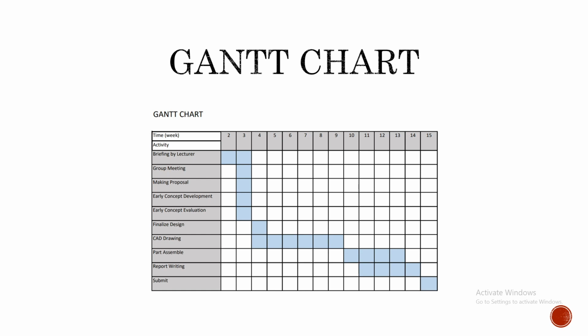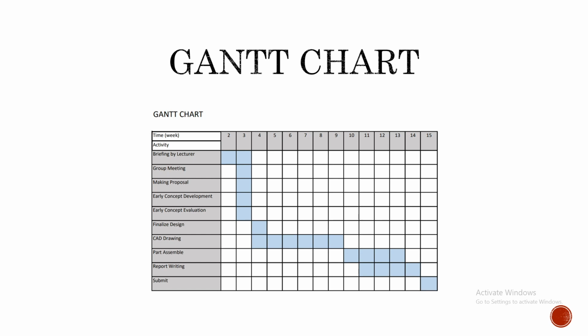from our survey and my early concept design for our lawnmower. Okay, first is the Gantt chart. From the chart shown here, we will be briefed by our lecturer from the second to the third week. The first meeting was held in the third week too, for the purpose of discussing and distributing tasks for the creation of the proposal and the early concept development.